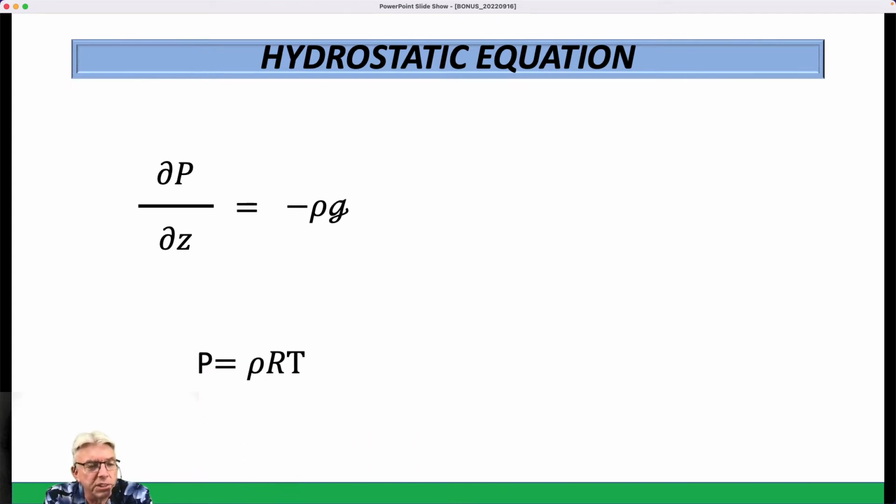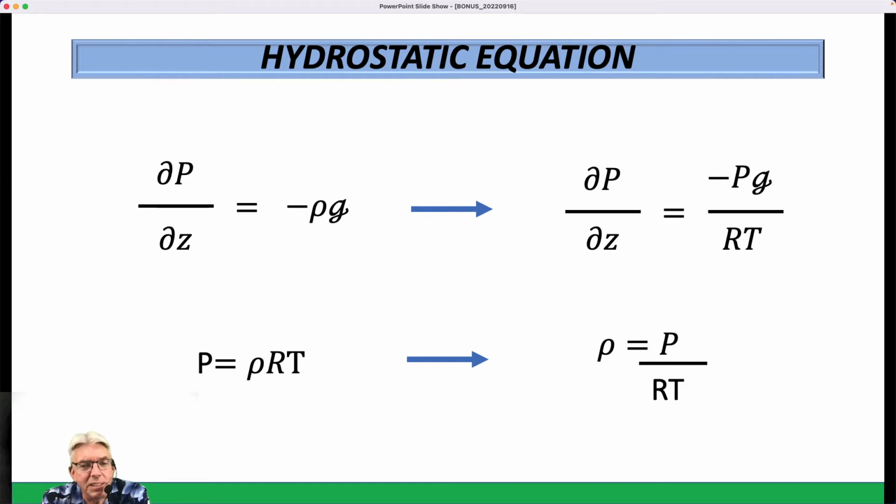Now, there's another equation called the equation of state, and it states that the pressure is equal to the product of density, that Greek letter rho, times the gas constant times the temperature. So if you solve for rho, you get rho is equal to P over RT. And you can substitute that back into the equation in the upper left there. And so now you have dP/dz, same thing on the left side of the equation, but now it's equal to minus Pg over RT, okay? Pressure times the gravitational constant divided by the gas constant times the temperature. Okay, you with me so far?